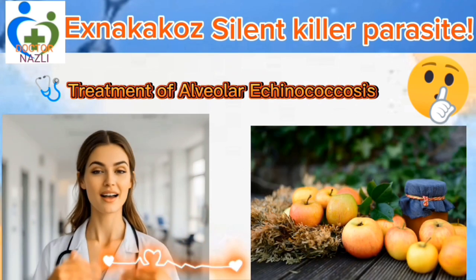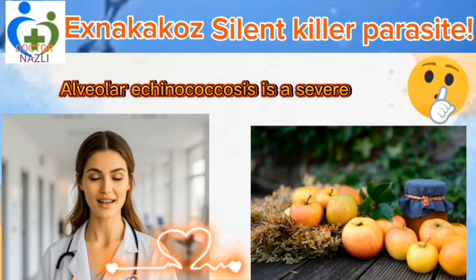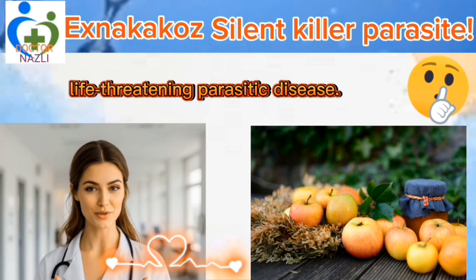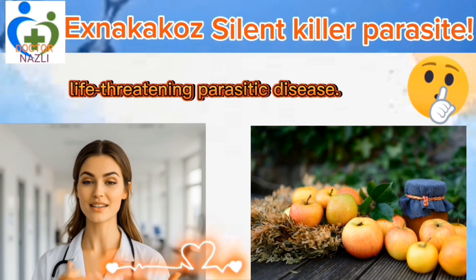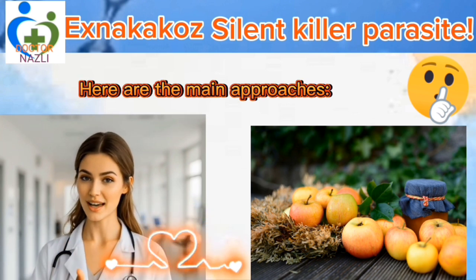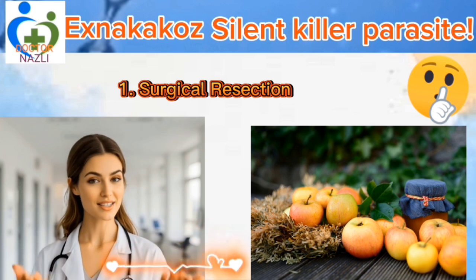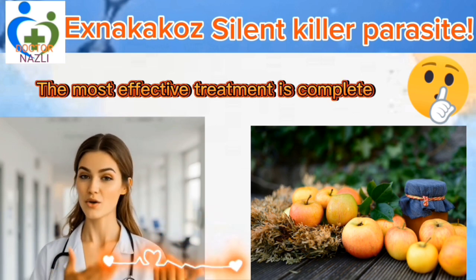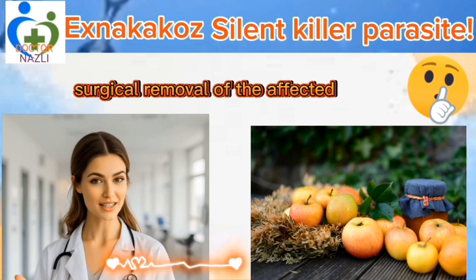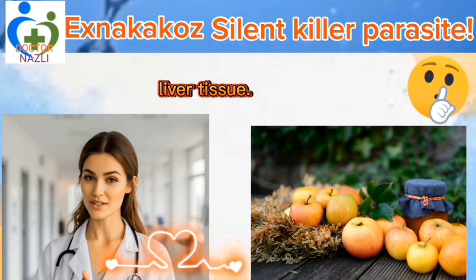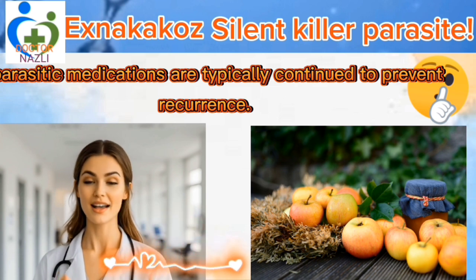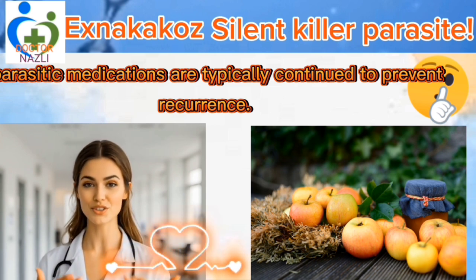Treatment of alveolar echinococcosis. Alveolar echinococcosis is a severe and potentially life-threatening parasitic disease. Treatment is complex and usually long-term. Here are the main approaches. 1. Surgical resection. The most effective treatment is complete surgical removal of the affected liver tissue. Even after surgery, antiparasitic medications are typically continued to prevent recurrence.